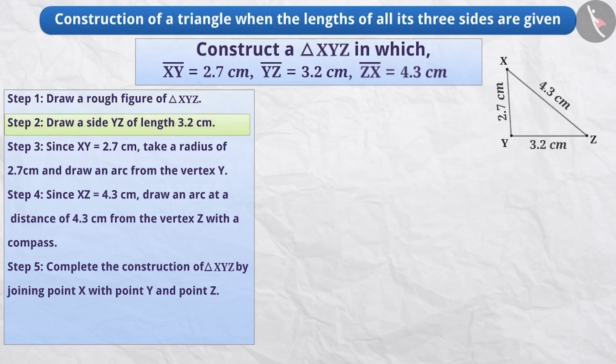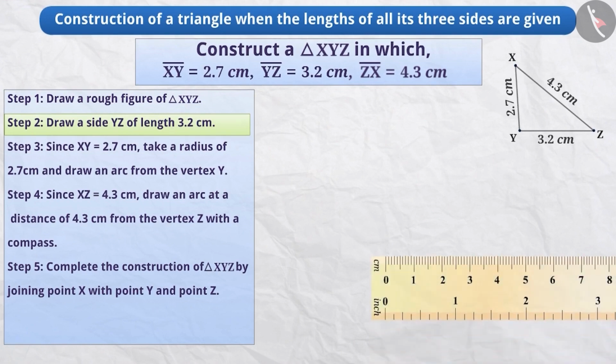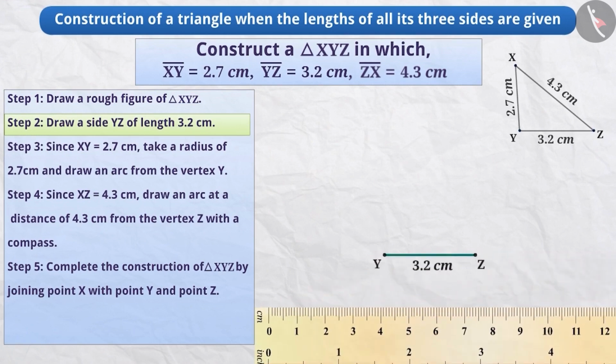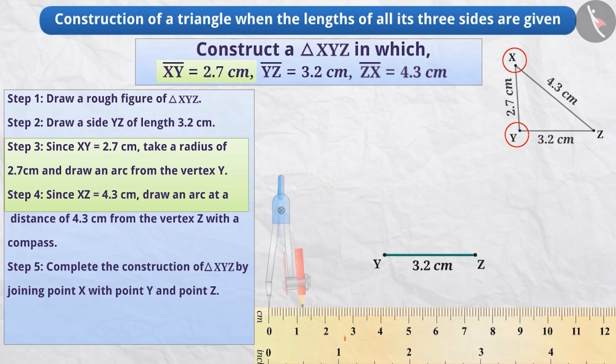Step 2. Now, with the help of a ruler, we will draw any one side of the triangle. Like here, we have drawn the side YZ with length 3.2 cm. Note that we can start with any side. Step 3. We know that the length of the side XY is 2.7 cm. This means that the vertex X is at a distance of 2.7 cm from the vertex Y. For this, we will open the compass and measure 2.7 cm on the ruler.